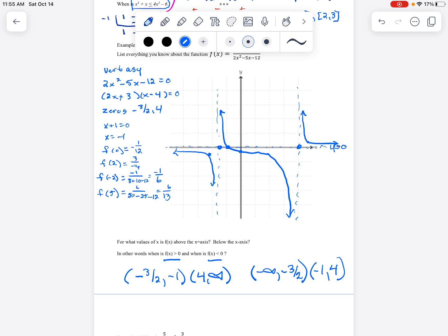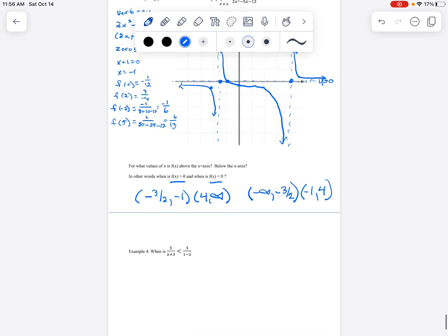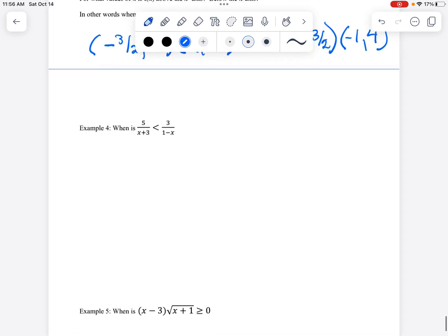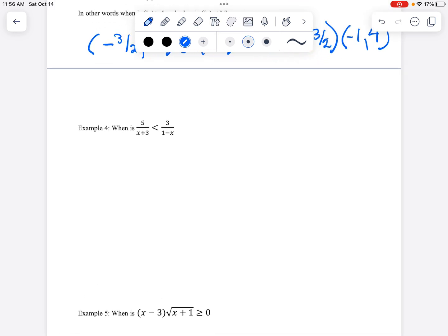This is the skill we use when we solve inequalities. All we're asking is, where do our graphs fall above and below? But we don't always have to graph it. For example, in number 4, I want to know when 5 over x plus 3 is less than 3 over 1 minus x. To do this, we first want to simplify things. And to simplify things, we put everything on one side of the inequality.